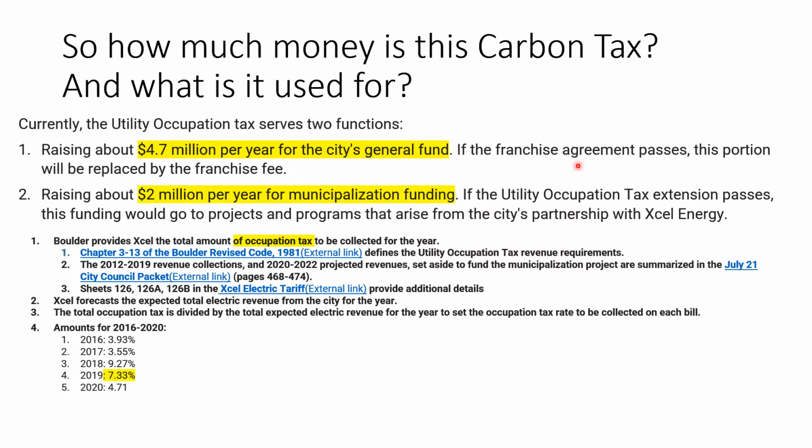So how much money is this carbon tax and what is it used for? Just so you know, all of this information came right from Boulder's website. Currently, the utility occupation tax serves 2 functions. $4.7 million per year for the city's general fund, in other words, not used for carbon reduction, and $2 million per year for municipalization funding, which in reality hasn't produced an ounce of carbon reduction. And to help you see how those taxes change over time, you can see on those previous receipts that currently it's about 5%, but back in 2019, it was 7.3%.